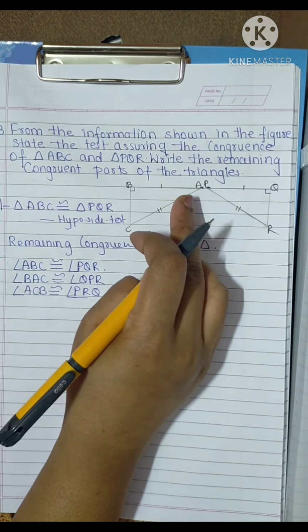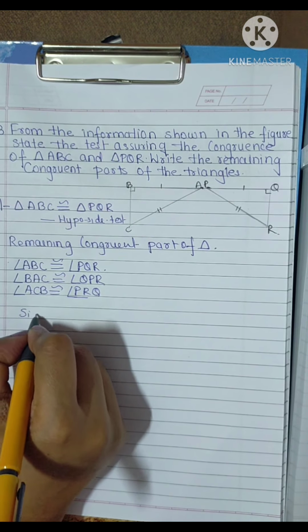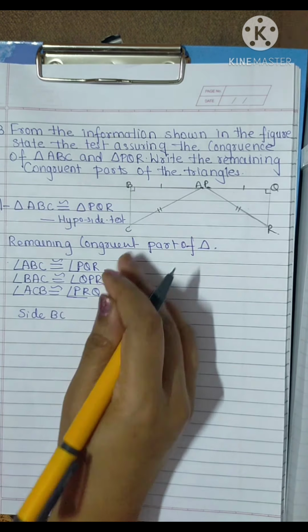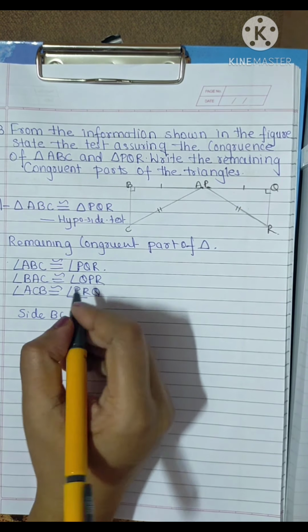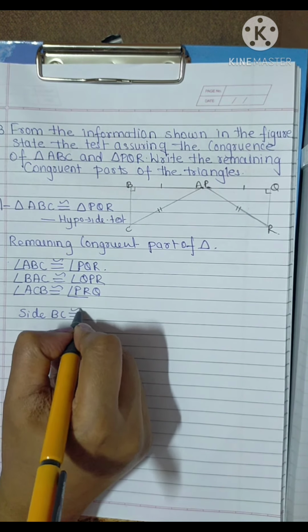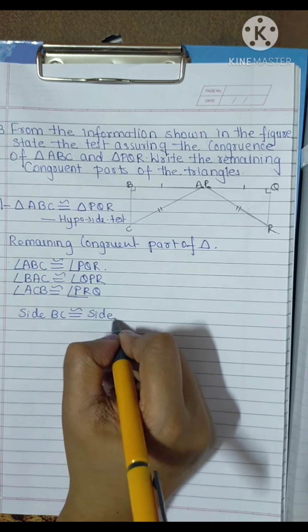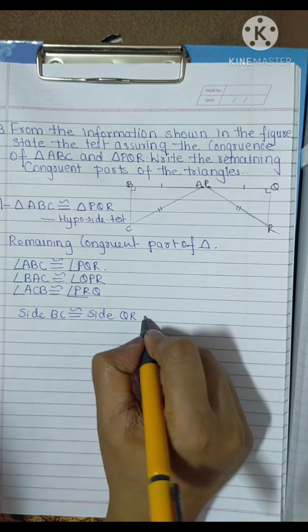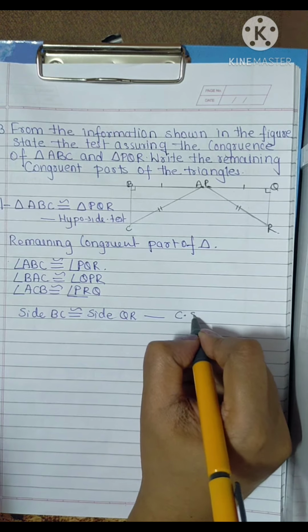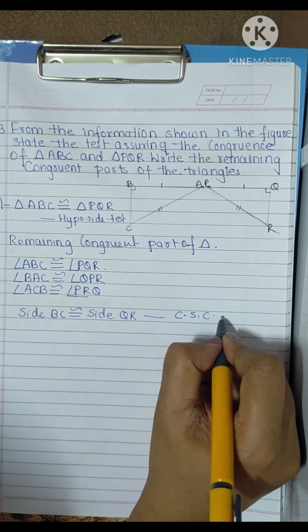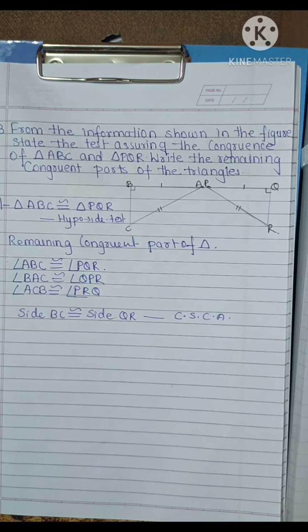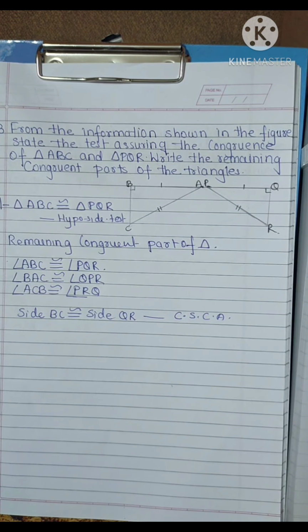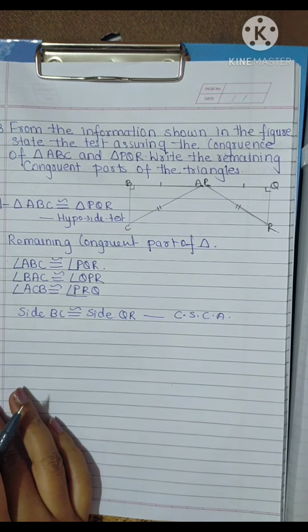Okay. Now sides: this is side BC and this is side QR, and they are congruent, side BC congruent to side QR, because of corresponding sides of congruent triangles. I hope you understood question number 3.